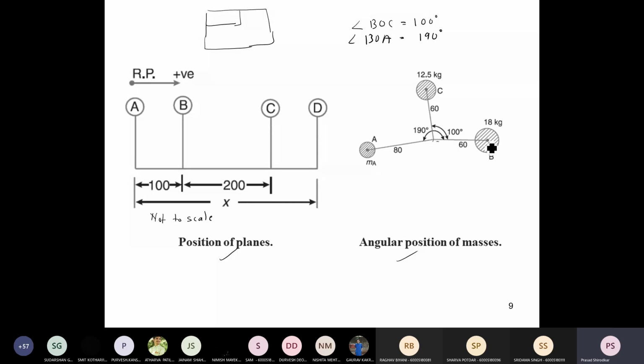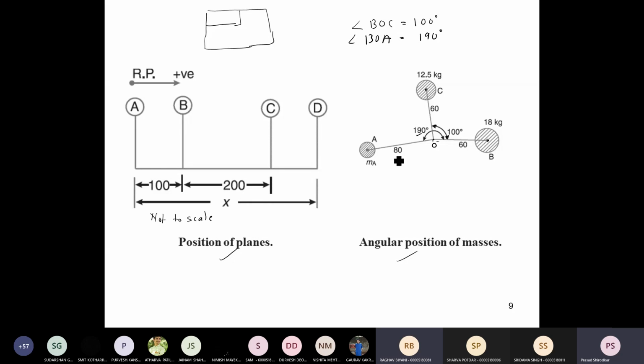So I am taking B as a reference and I have constructed OB horizontal. Then with respect to B I have constructed mass C taking this angle as 100 degrees, that is BOC. And similarly for A, angle BOA is 190 degrees. That's all. Okay, thank you.